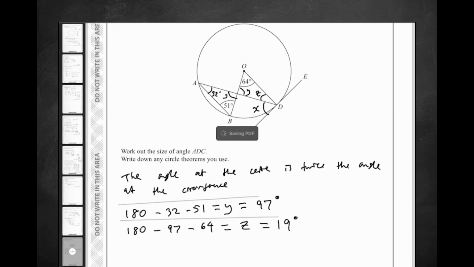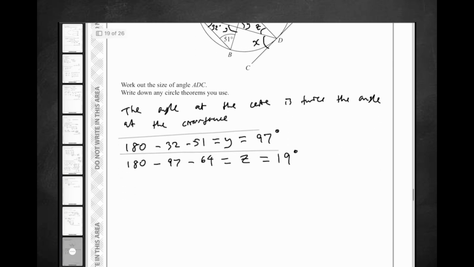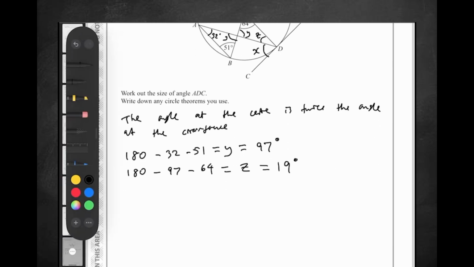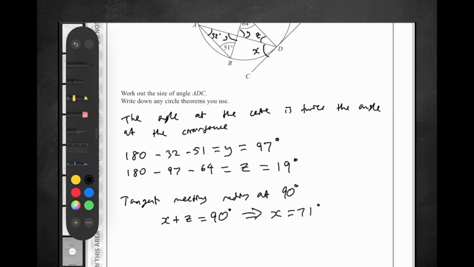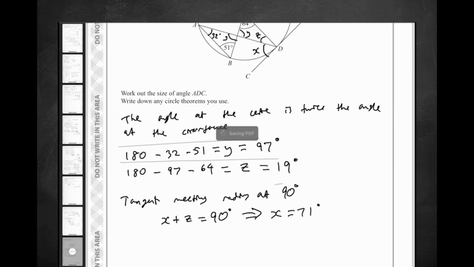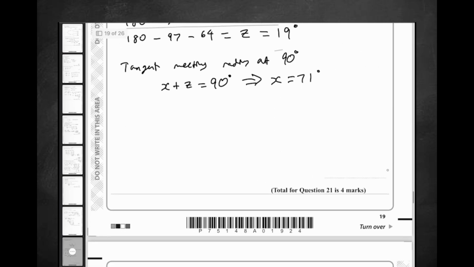Then we will scroll down a bit. Therefore, from tangent meeting radius at 90 degrees, circle theorem, we know that x plus z equals 90 degrees, therefore x equals 71 degrees. And that is our answer for ADC.